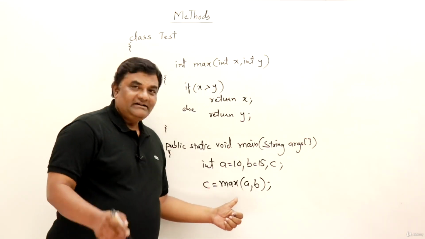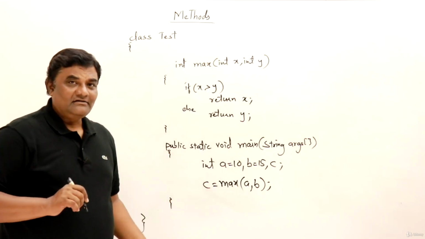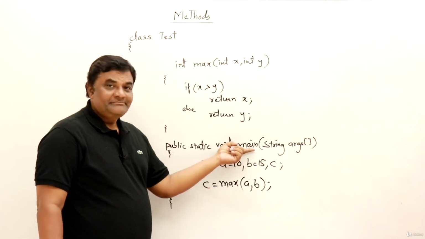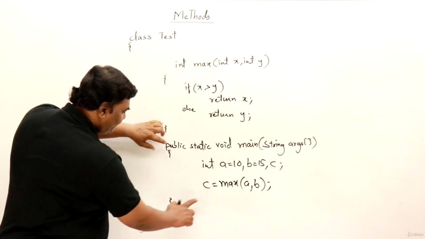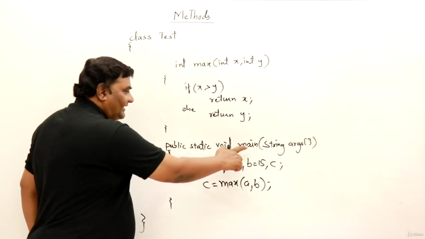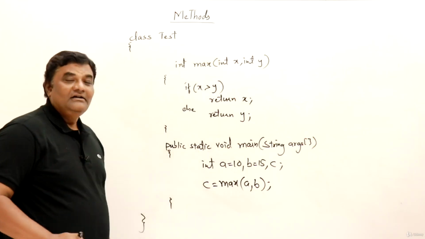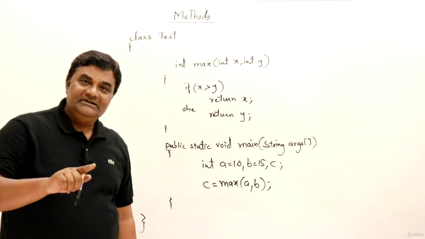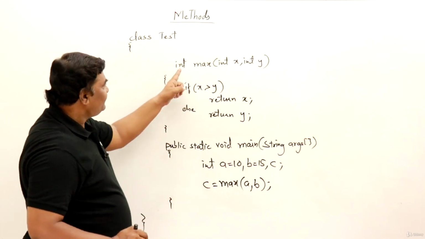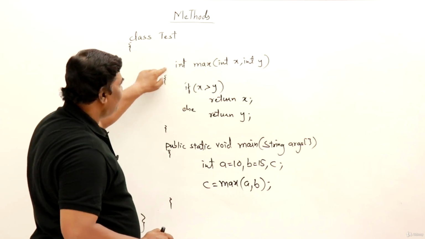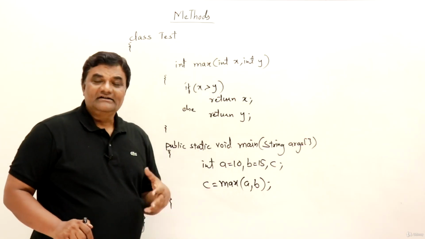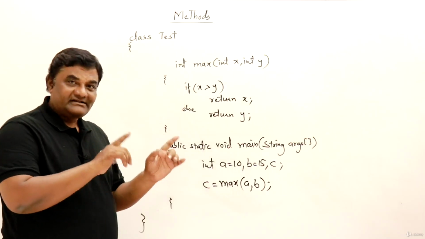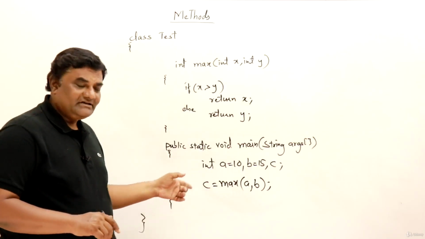But when I call this method, it will not be called. I'll get an error. The reason: the method from which I am calling is the main method. I am calling this max from inside the main method, and that main method is static. A main method is static, so it can call only those methods which are static. For max, there is nothing written like static here, so it cannot be called. I get an error. So for calling this method, I should make it static because I am calling it from the main method.